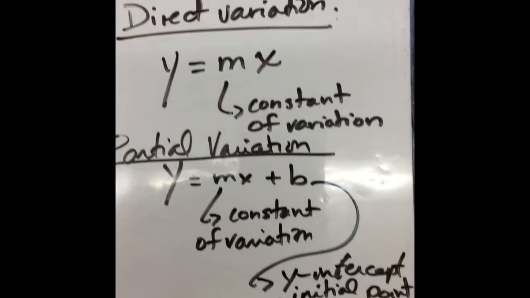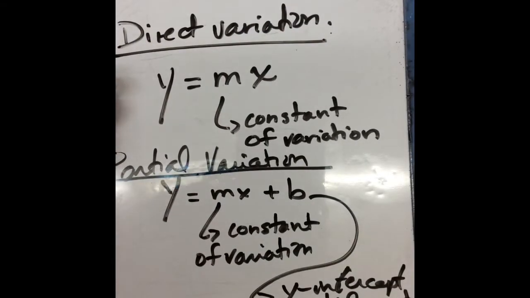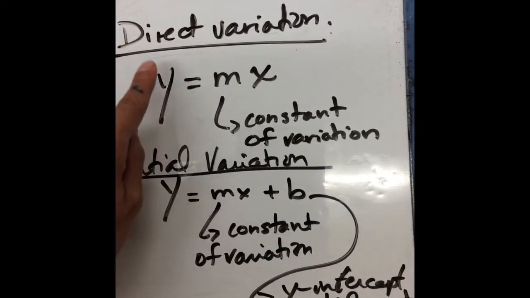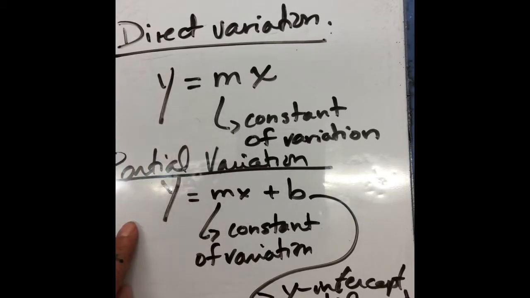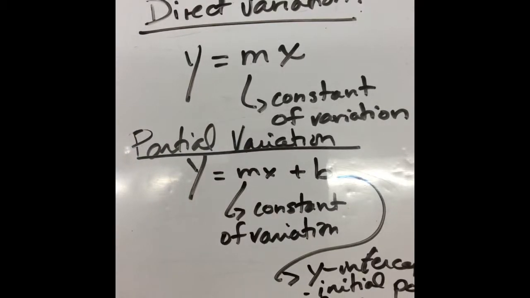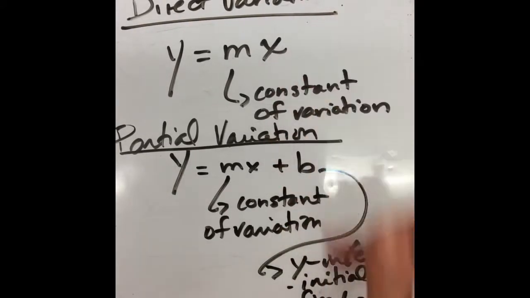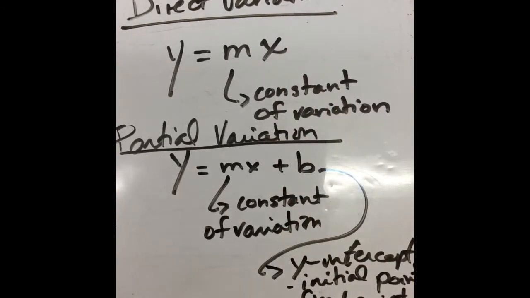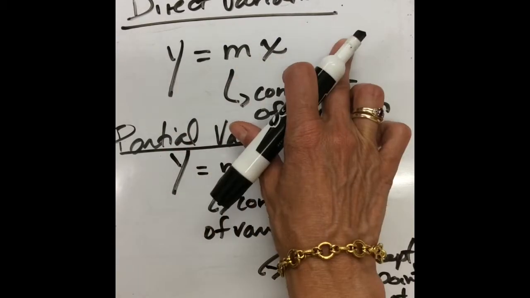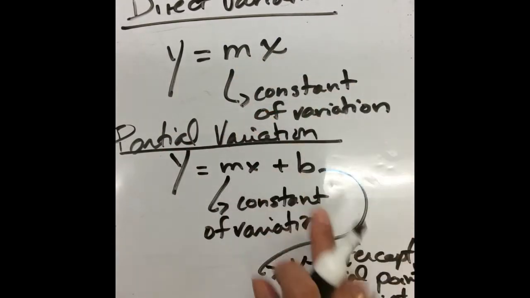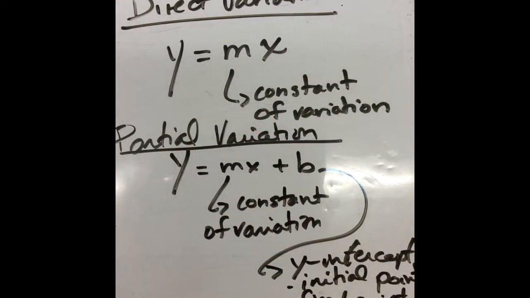And now you have any equation of a line is either going to be a direct variation or a partial variation. And they can be organized in this fashion, where here you start with 0 because there is no y-intercept, and here you start with a y-intercept.